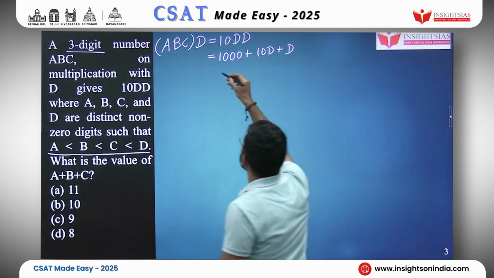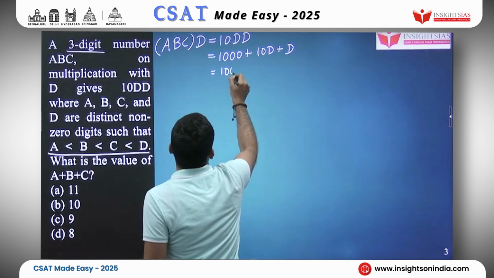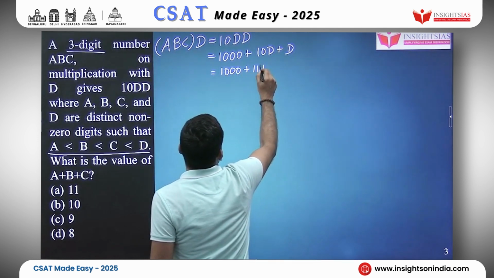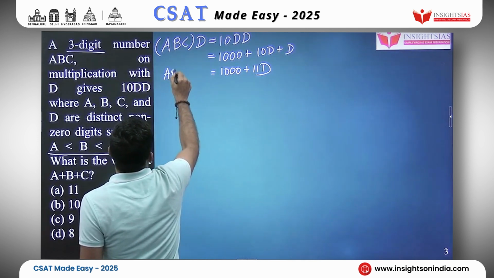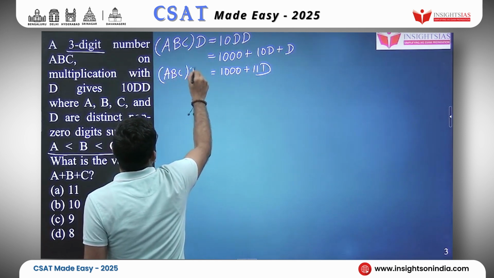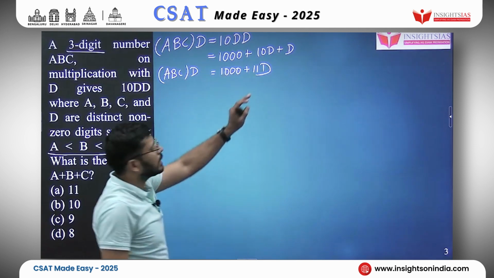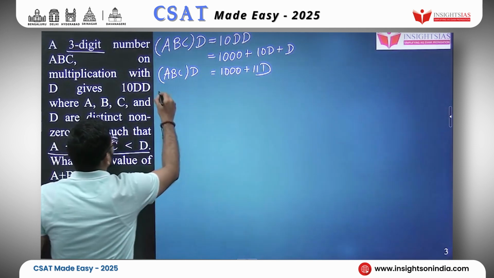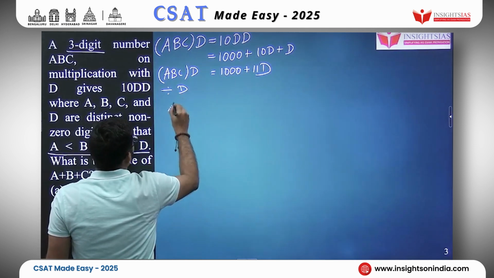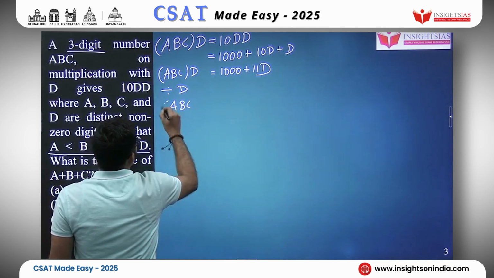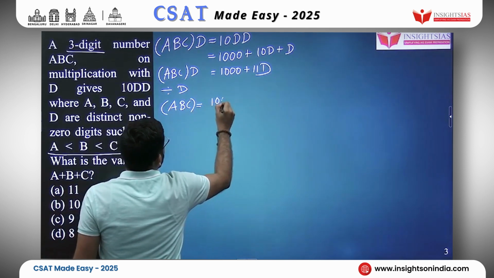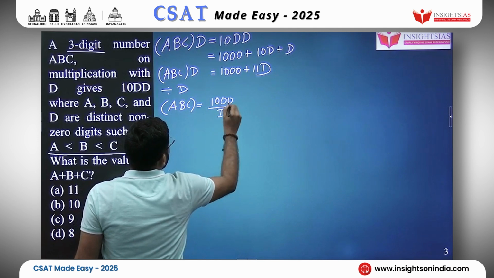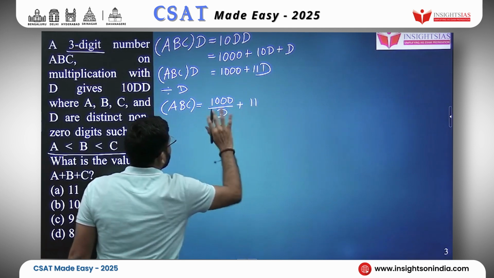Okay. So what would it be? That would be 1000 plus 11D. ABC into D gives you 1000 plus 11D. Now what will we do? We will divide this equation by D. So then we will get ABC is equal to 1000 divided by D plus 11.